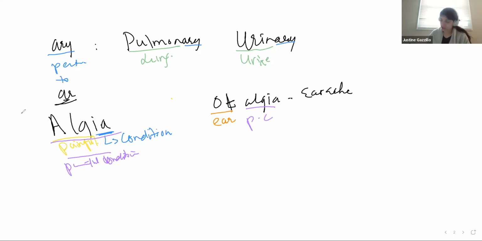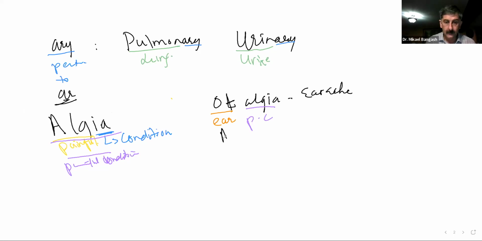So is -algia the suffix? Yes. Here it becomes a condition mainly because it ends with -ia. Whereas we said -algic, then yes, pertaining to pain.